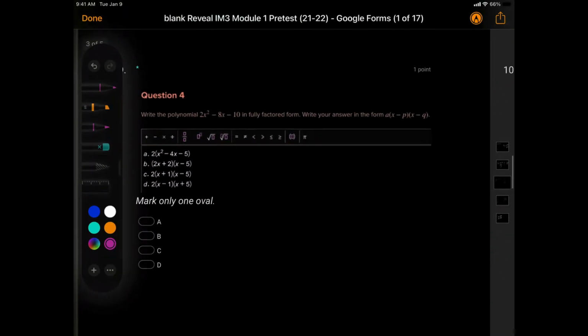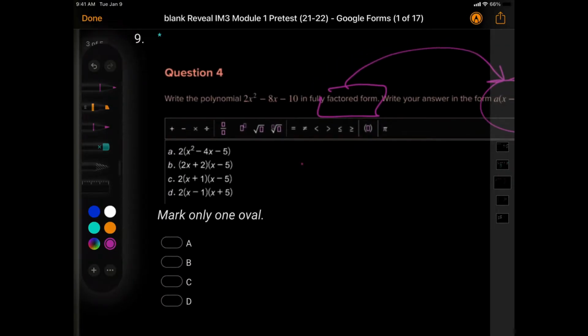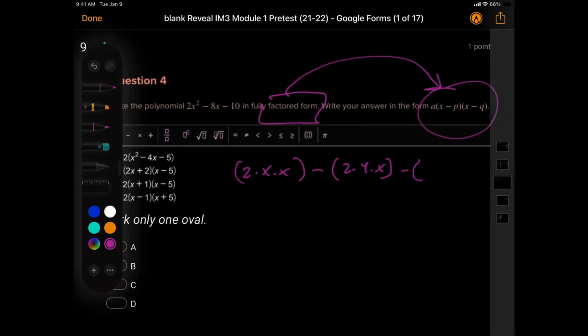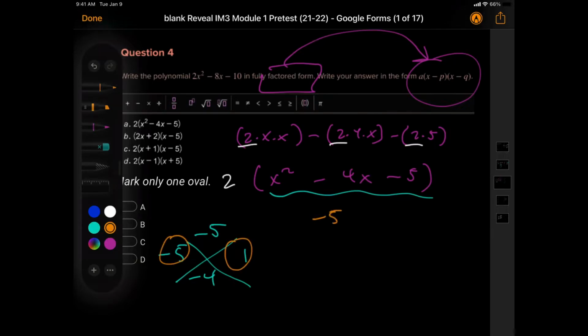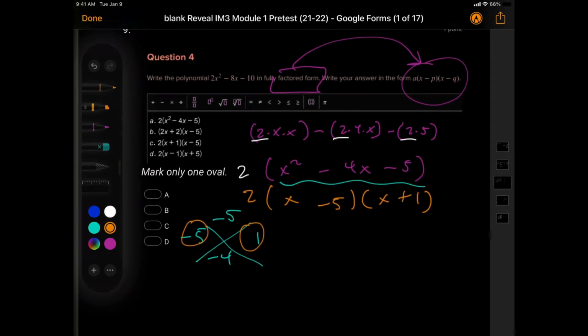Okay, question number 4. Write the polynomial 2x squared minus 8x minus 10 in fully factored form. Write the answer in the form of a times x minus p, x minus q. So this is what we called factored form. Okay? So you'll notice that, I'm trying to show you guys here that 10 is 2 times 5. So you'll notice they all have a 2 in common. So that is the 2 I'm writing out. So I have x squared minus 4x minus 5. And then you're seeing if you can just take a greatest common factor here. Does that work? Yeah. So your answer is going to be 2 times x minus 5, x plus 1. And that would be choice C.